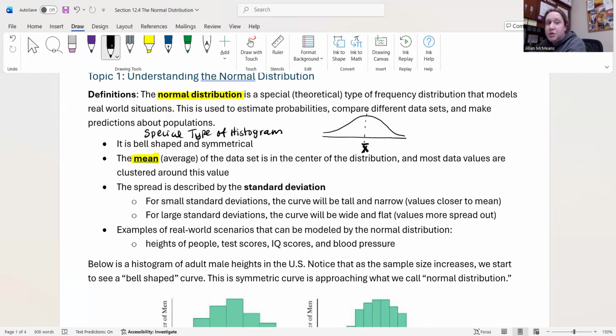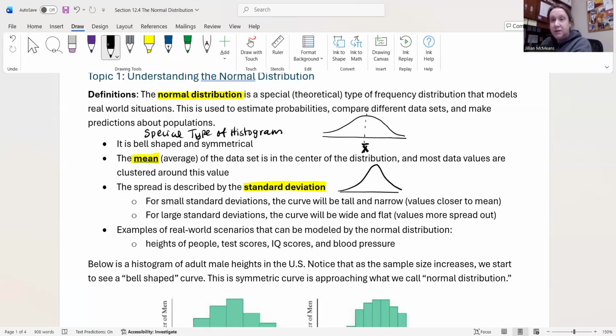Now, the spread is described by the standard deviation. We talked about the standard deviation in 12.3. Remember, standard deviation is a way to measure the dispersion or the spread of the data set. It basically looks at, on average, how much each data item differs from the mean. When you're dealing with a data set that is normally distributed, in theory, we always look at a mean and a standard deviation. That's how we describe our set. If you have a small standard deviation, that means data items are going to be on average pretty close to that mean. Your curve would be tall and narrow.